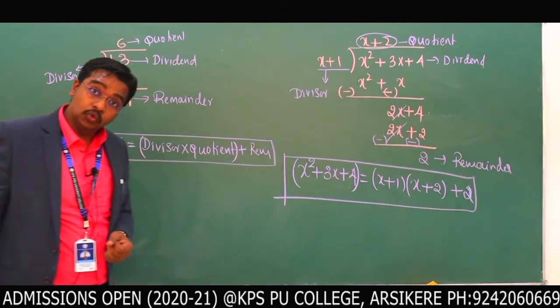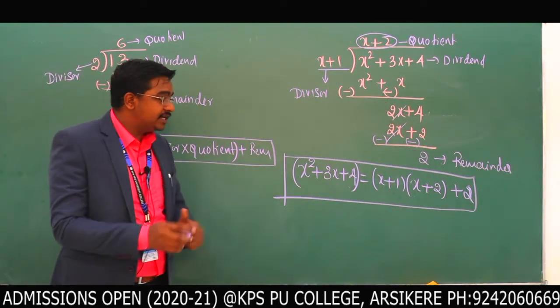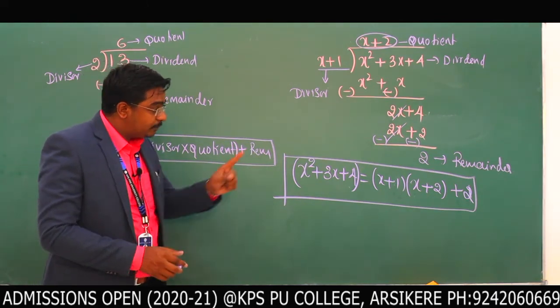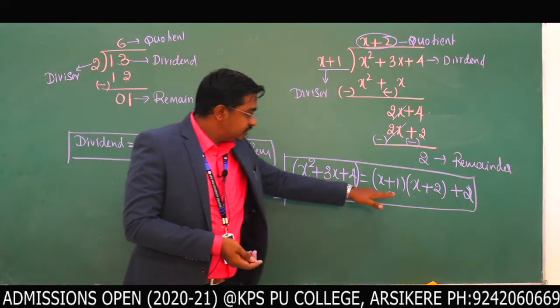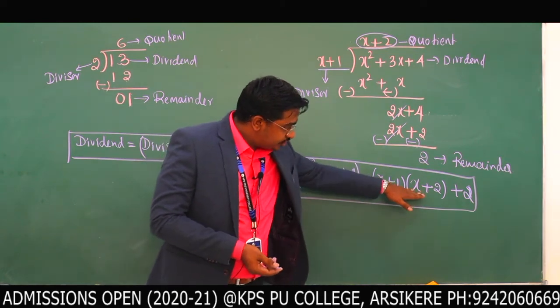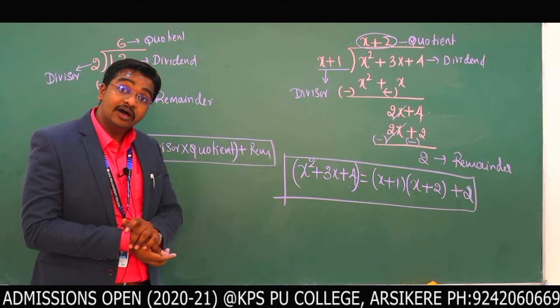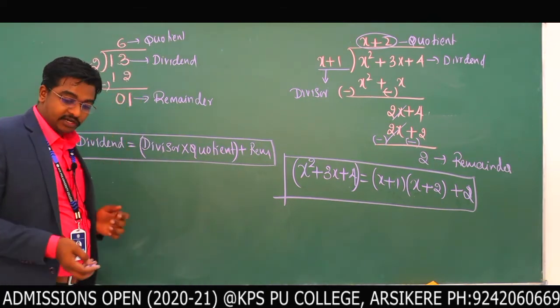Remainder ಬಂತು ನಮಗೆ 2 ಬಂದಿದೆ. So x square plus 3x plus 4 is equal to x plus 1 into x plus 2 plus 2. So these two, this is the divisor, quotient and the last term is here remainder. This is called division algorithm. First ನೋಡೋಣ division algorithm ಜನರಲ್ ಫಾರ್ಮ್ ಯಾವ ಥರ ಇದೆ ಅಂತ.